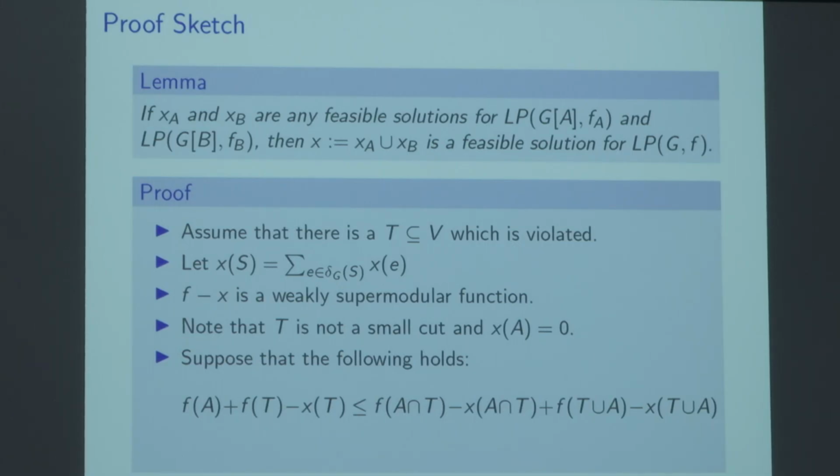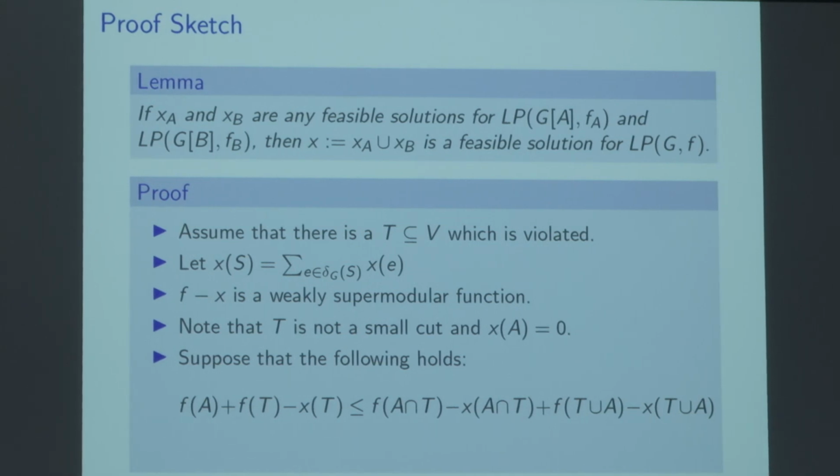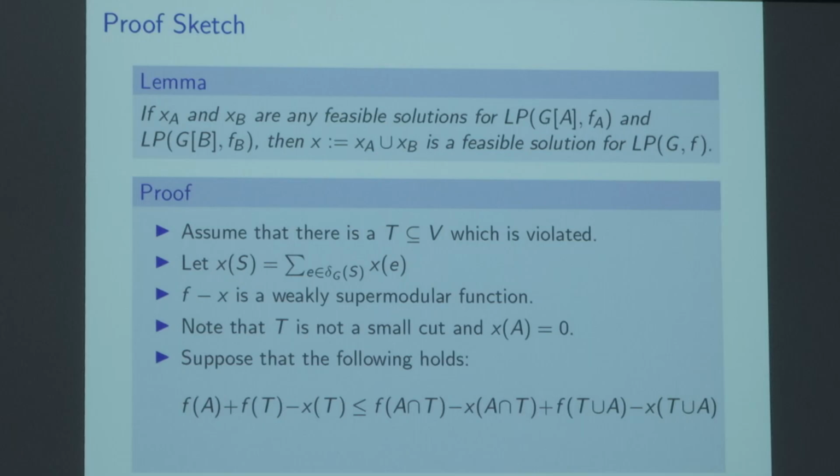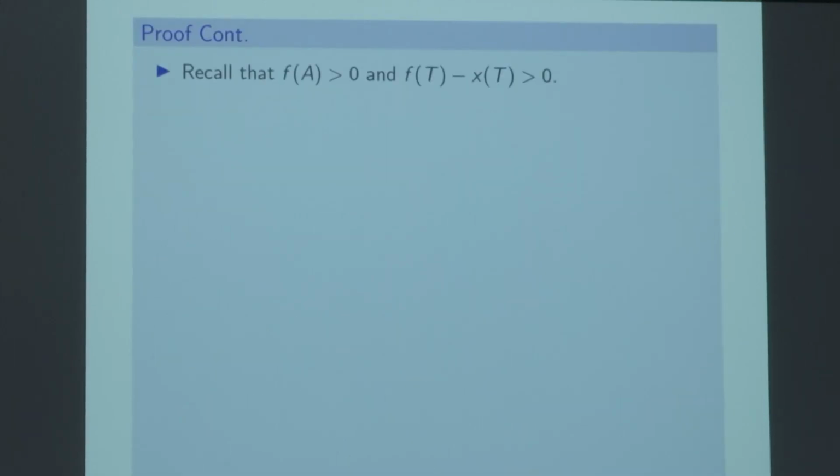So if we write down the weakly supermodular inequality for A and T, fA minus XA plus fT minus XT would be less than or equal to the max of two quantities. So I'm going to assume that the equality holds for intersection and union. So fA plus fT minus XT will be less than or equal to f of A intersection T minus X of A intersection T, plus f of A union T minus X of T union A. All right. So basically, there are three cases to consider.